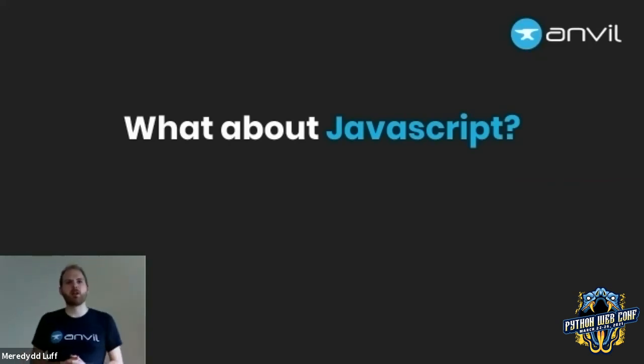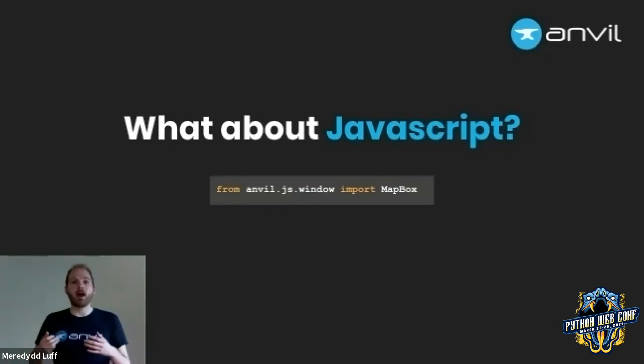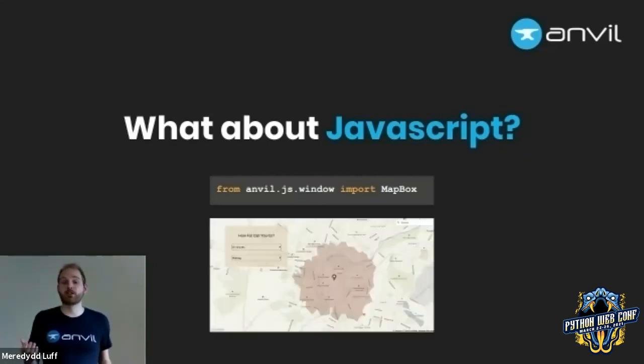What about JavaScript? Well, there is a large and mature ecosystem of JavaScript libraries and APIs, and if you're building a web app and you can't use them, then you're going to regret having chosen this abstraction at all. For example, if I want to do some mapping, I'm not going to rebuild mapping in Python. I really want to use the Mapbox API, but that's OK because we built a bridge. From anvil.js.window import Mapbox, and you can use those JavaScript objects from Python.